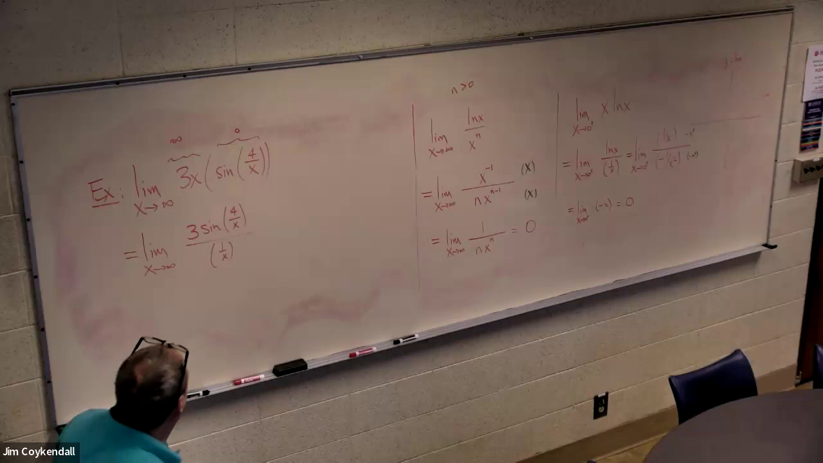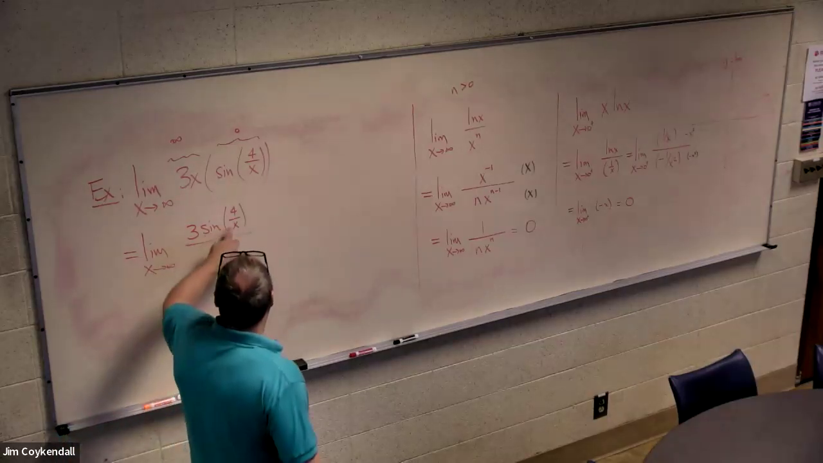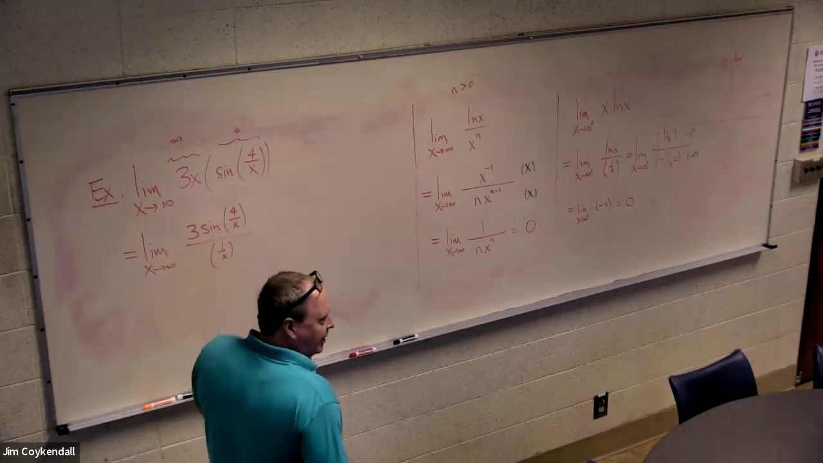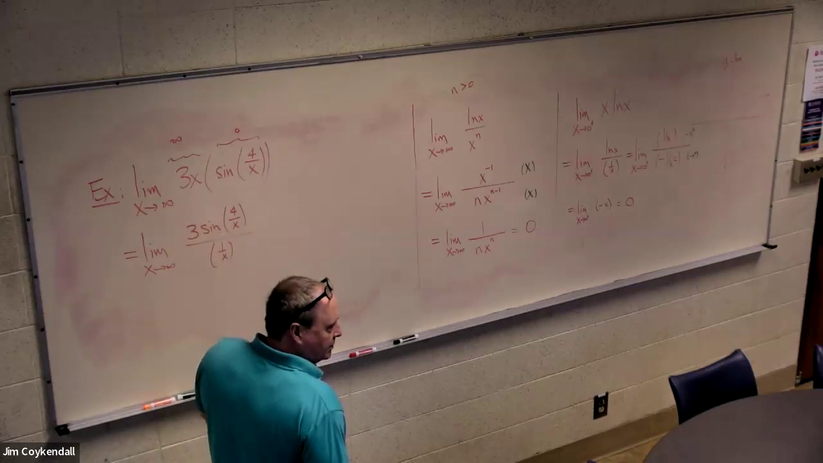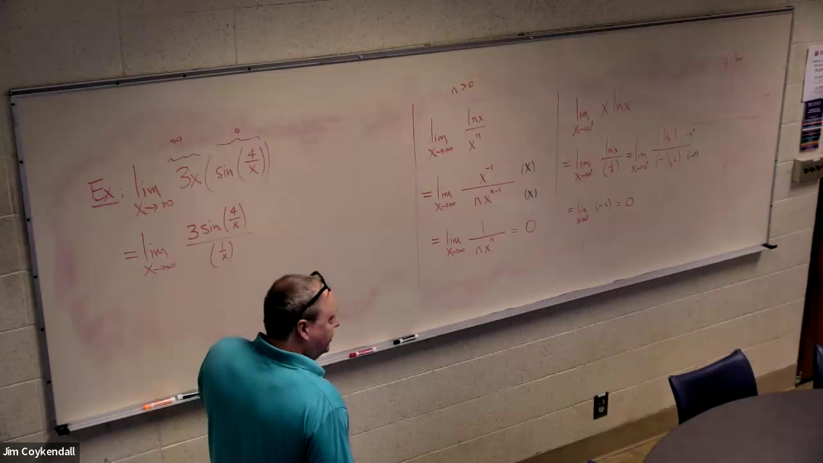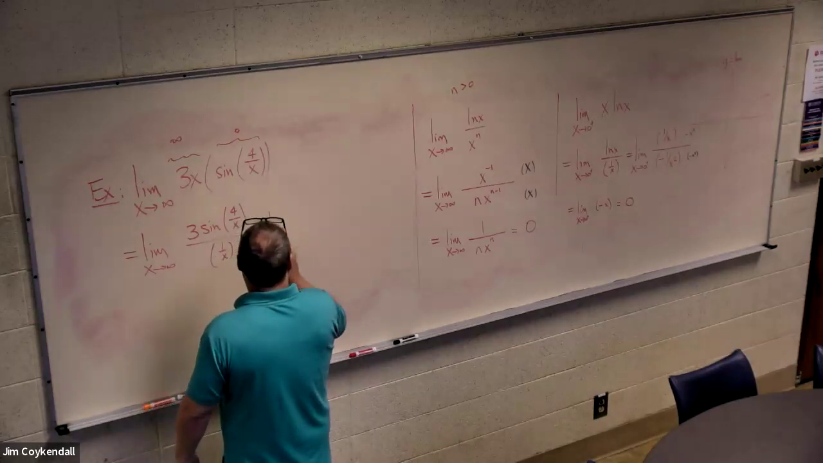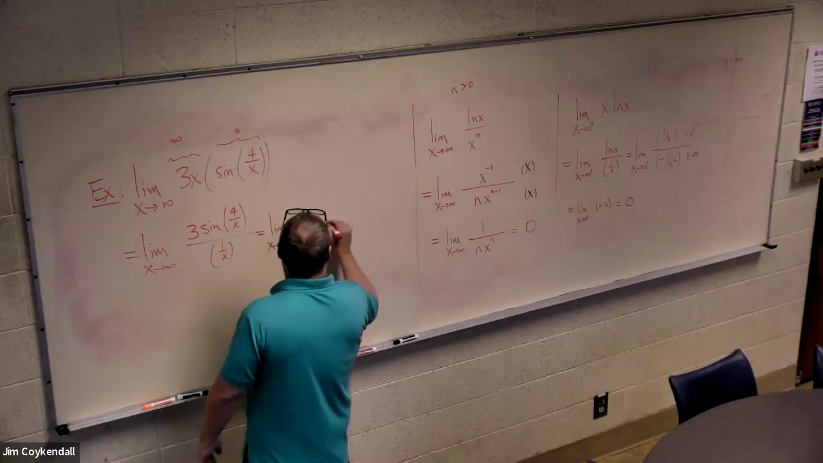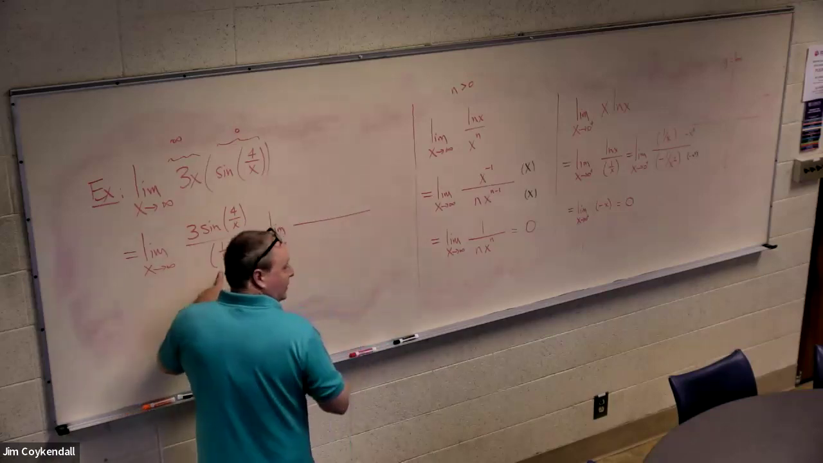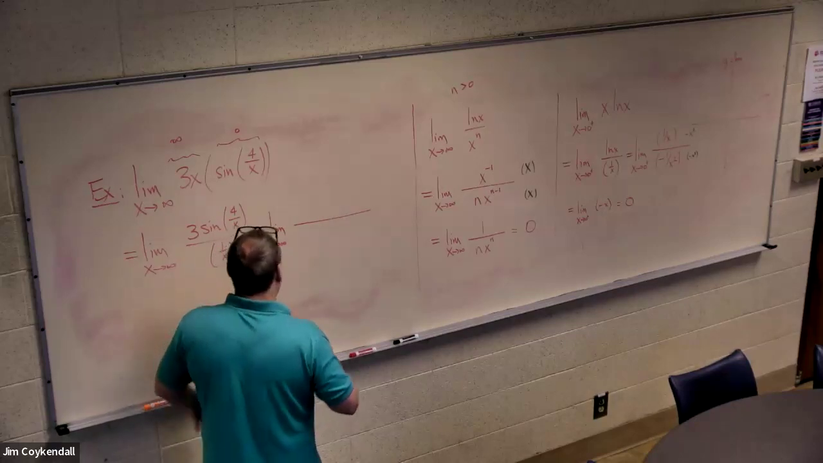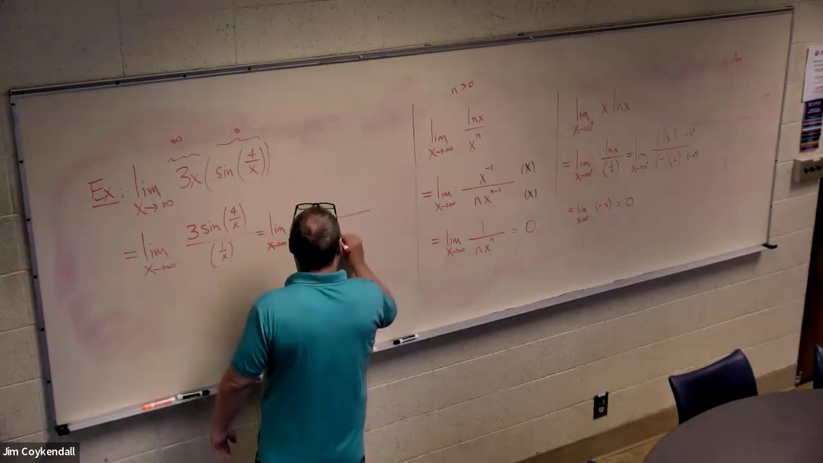Everybody agree that's algebraically equivalent? And what do I have now? I have 3 sine 0 over 0. So this is an honest to goodness 0 over 0. Derivative of 1 over x, that's x to the minus 1 power, it's minus x to the minus 2, minus 1 over x squared.